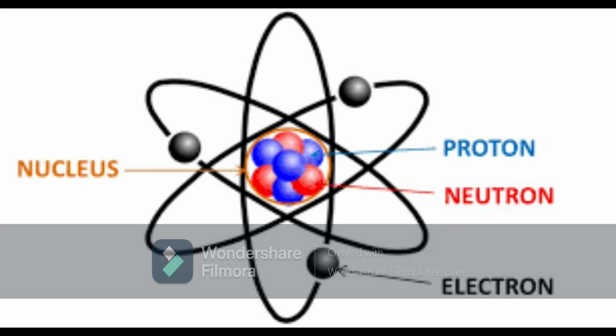1 nanometer is equal to 10 power minus 9 meters. So that means after 8 zeros you can write 1, that is 0.000000001. You can imagine how small the size of an atom is. Such atoms constitute to form one element.